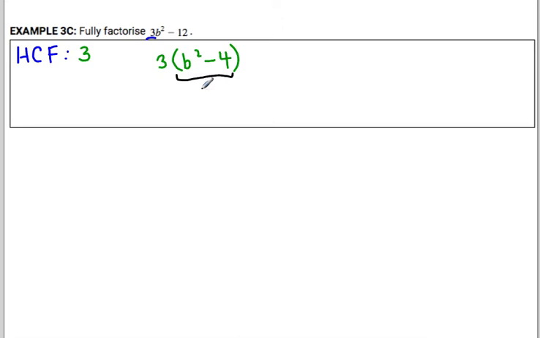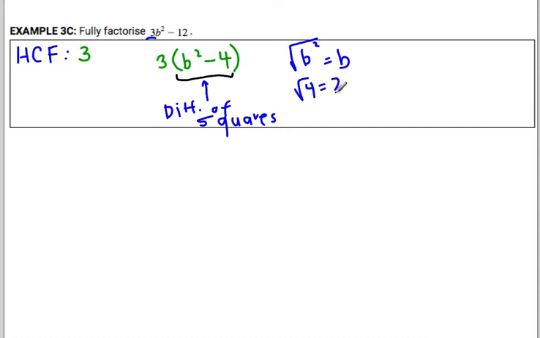So I'm going to concentrate on this bracket right here because it's a difference of squares. And I'm able to factor it further than just taking out a common factor. So if I have a difference of squares here, my first step, if you remember back to the other examples in skill 3, is to take the square root of my first term. So the square root of b squared is b. The square root of 4 is 2. I'm going to write those in brackets separated by a plus sign and then a negative sign. So b plus 2 multiplied by b minus 2.